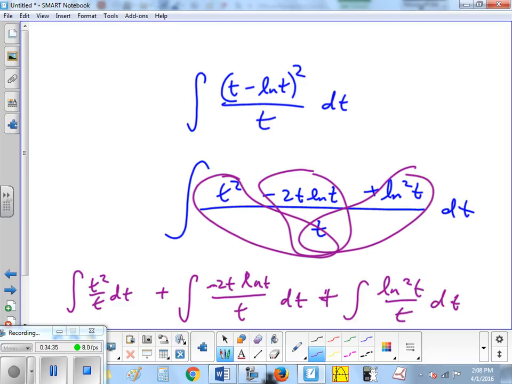So the first 2 integrals are pretty easy, actually, right? But the third one is the only one that's going to give us a headache. And I think we can do that one by u sub. The third one is a u sub. If you let u be ln t, you see. So I guess the moral of the story is sometimes it's not a u sub, but then you kind of rewrite it, and then it is a u sub.